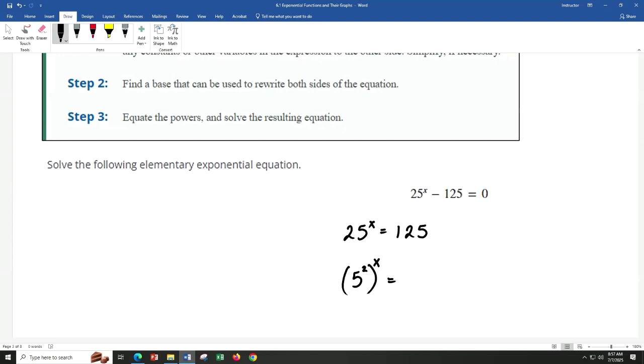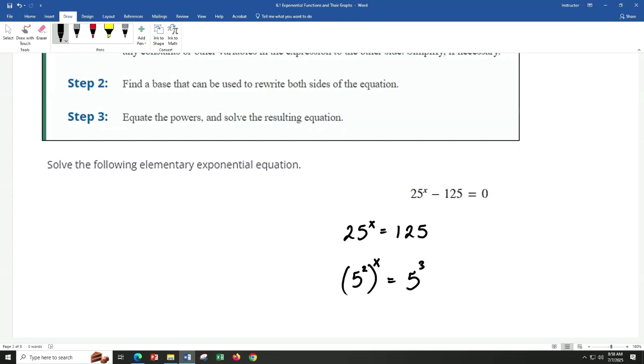What could I rewrite that 125 as? 5 cubed. Exactly. Notice that's 5 cubed. I don't have any other power there that I need to worry about. Now, if there was a power out there, put it in parentheses, and put that other power on the outside of the parentheses.